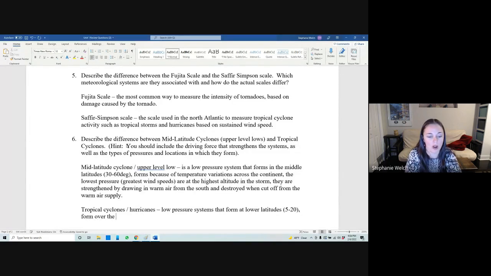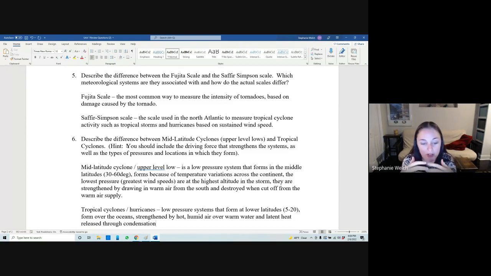These form over the oceans as opposed to mid-latitude cyclones that form over the continents, strengthened by the hot, humid air over warm water and latent heat released through condensation. And I think that's a really important point because the process of forming the storm strengthens the storm. The process of forming these thunderstorm clouds and having condensation take place to form those clouds releases heat back into the system and strengthens the storm. And they are then weakened by contact with land masses and cold water, because it cuts it off again from that hot, humid air, which then strengthens the storm.